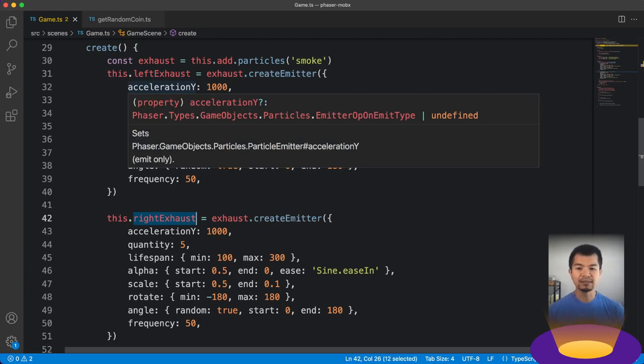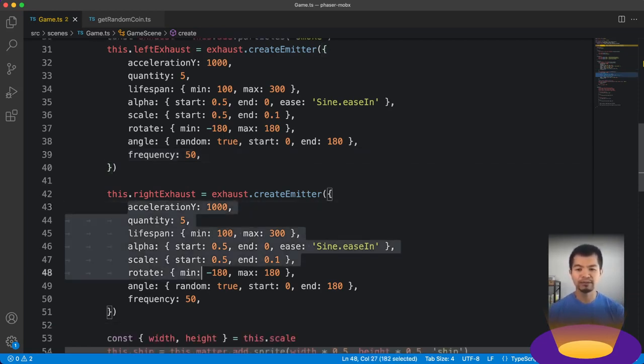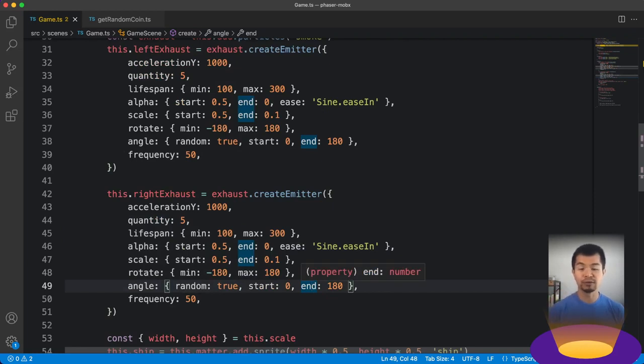So now how do you get these values here? I would say you get them just by playing around with it. Things like acceleration Y, acceleration X, how many you want, the lifespan of it. These are in milliseconds, 100, 300 milliseconds. The alpha as it goes through its lifespan, the rotation, the angles, the scale. You kind of play with it until you get it to look and feel right. And then afterwards you can just duplicate it for your right one once you do the left one.